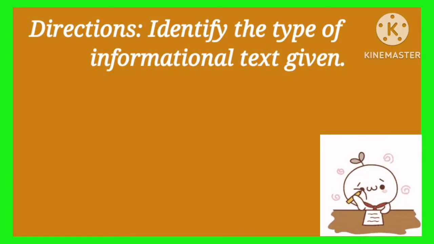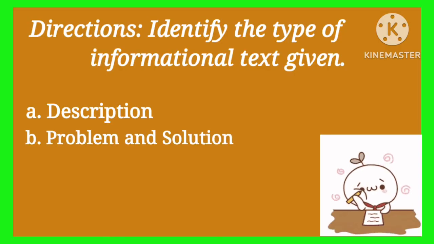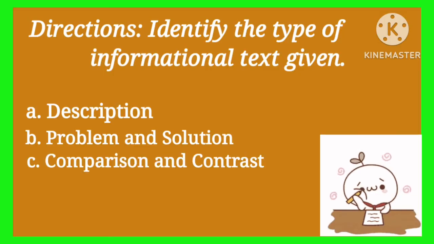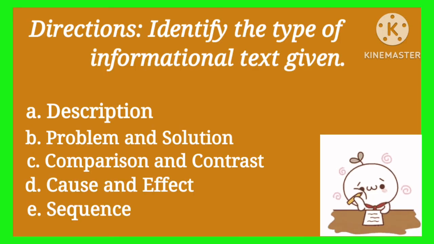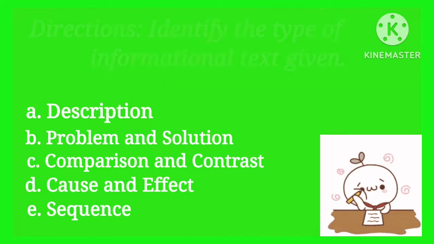Now, because you know the types of informational or factual texts, we're going to answer the exercise. Directions: Identify the type of informational text given. A. Description. B. Problem and solution. C. Comparison and contrast. D. Cause and effect. E. Sequence. Kids, I am going to read the text first before you give your answer.